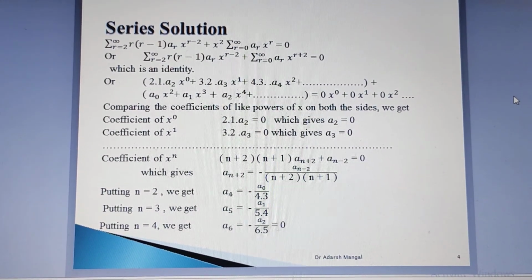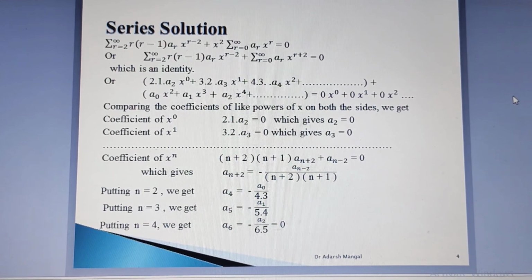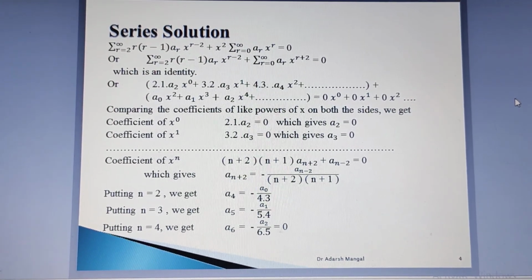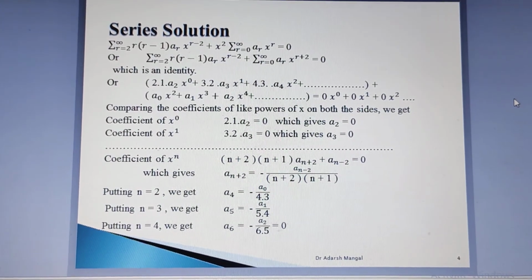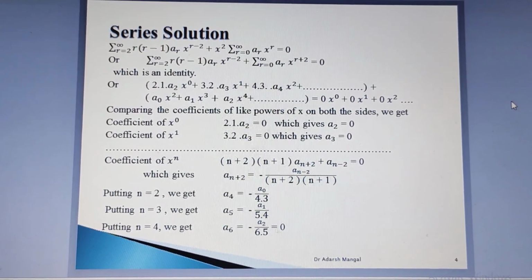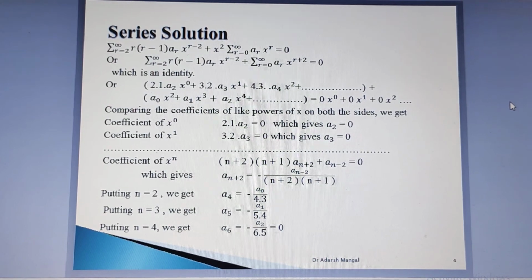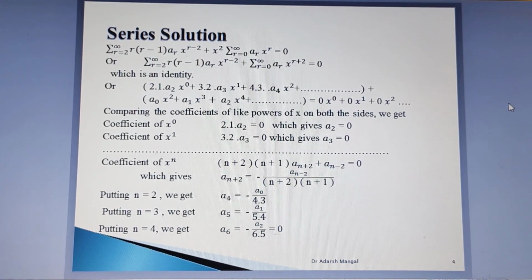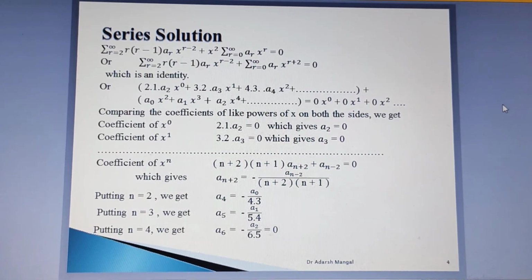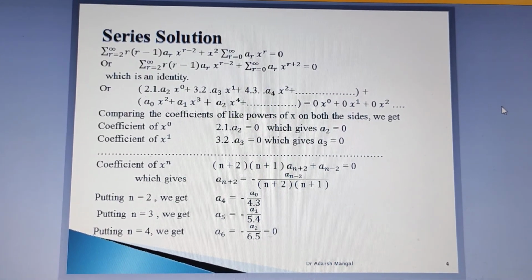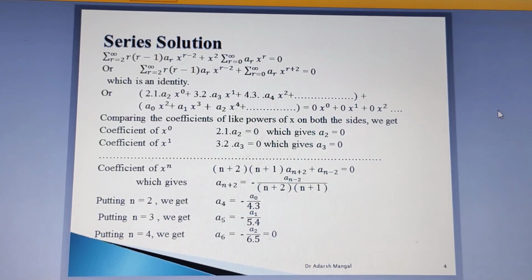If we put r is equal to n plus 2 in the first summation, then we have x power n. So the coefficient of x power n from the first summation, by replacing r with n plus 2, is n plus 2, n plus 1, a n plus 2, x power n. Coefficient of x power n is n plus 2, n plus 1, a n plus 2.